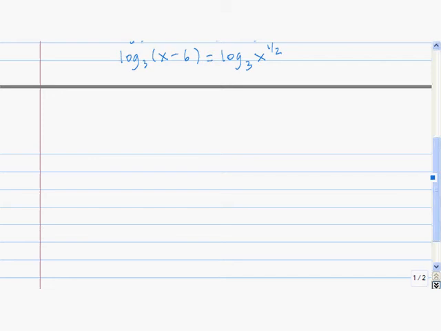Okay, now we're ready to get rid of the logs. Log base 3 of x minus 6 equals log base 3 of x to the 1/2 means that x minus 6 must equal x to the 1/2. That's the only way that the log base 3 of each of those can be equal. Okay, x to the 1/2 is really the square root of x.